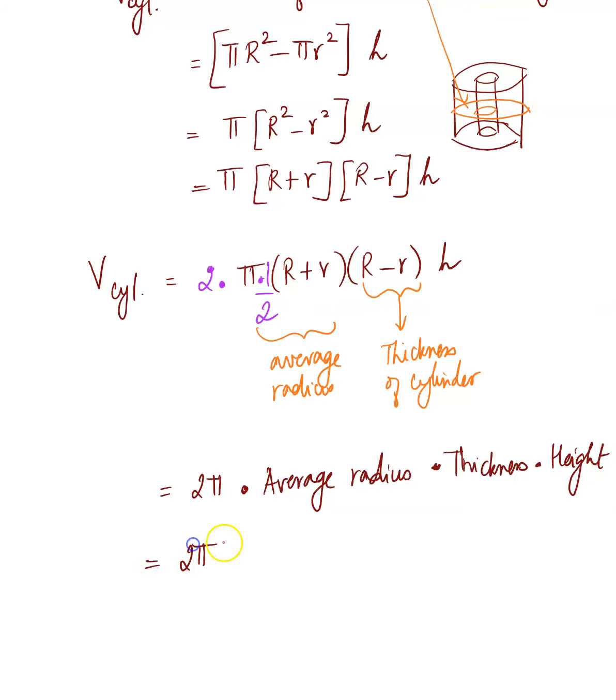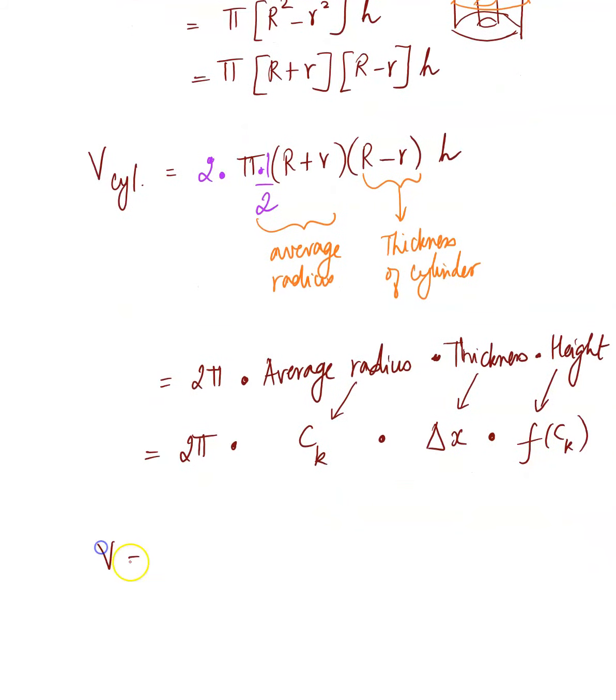That means you can rewrite this again as average radius, some c_k or x_k like we say, times thickness, coming from the function c_k. I'm sorry, the thickness is actually a delta. Thickness is delta x. And the height is the height of the graph, which is your f of c_k. So the volume is 2 pi c_k f of c_k delta x.